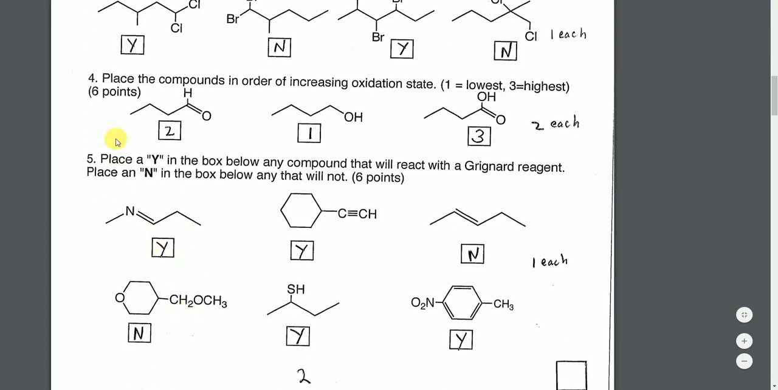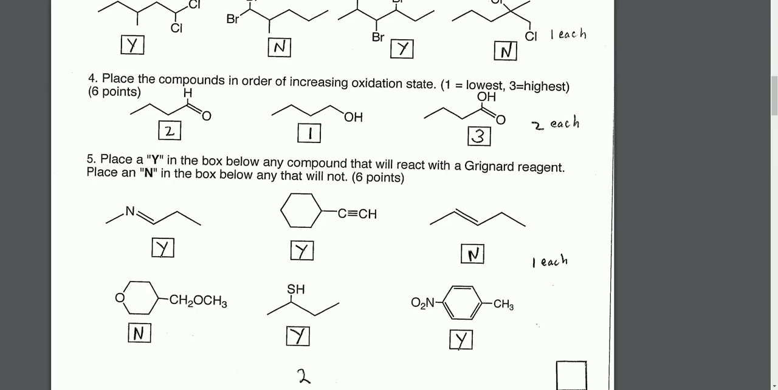Okay, place the compounds in order of increasing oxidation state. Oxidation state, a simple way of looking at it, is increasing bonds to oxygen. So, let's say you didn't know that. Let's say you forgot. But let's say you had a general understanding of the oxidation reactions that we did. We did several of them, and there's certain ones that were stronger than others, and I emphasized that a lot in the videos, right? Some of them were stronger than others.